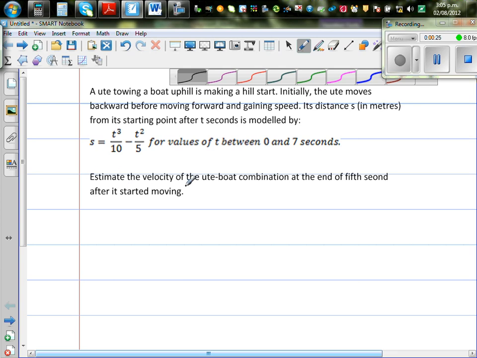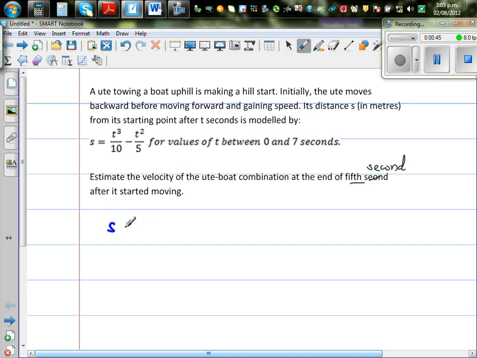Estimate or calculate the velocity of the ute in the fifth second. So this is the fifth second. Now, when you are talking about velocity, you have to give the direction and also the magnitude after it's moving. Okay. So what is given?